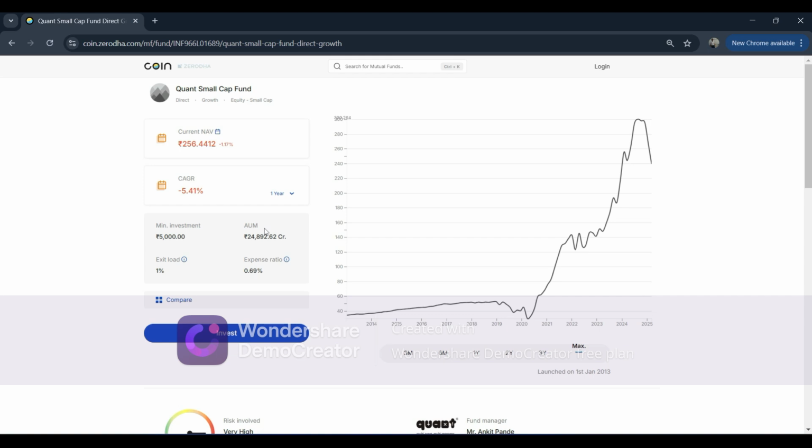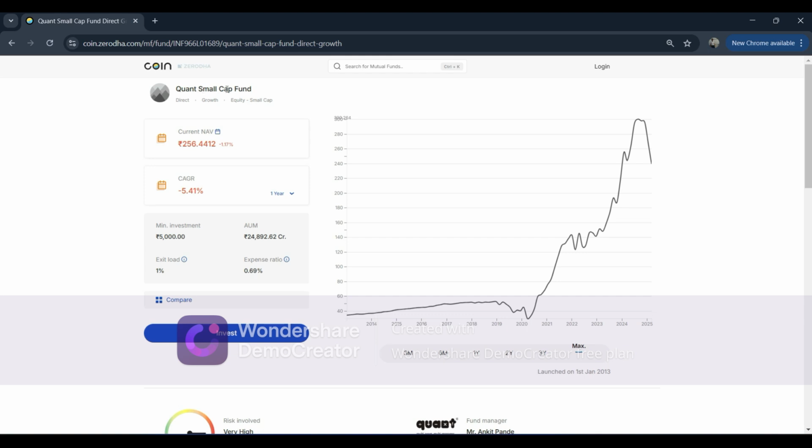So this is the main home screen of Quant Small Cap Fund. We will be discussing each and every point that is present on the screen with respect to this fund. If you see, we'll go step by step. This Quant Small Cap Fund, what does it state? This fund is owned by Quant Mutual Fund. This is a category of small cap.